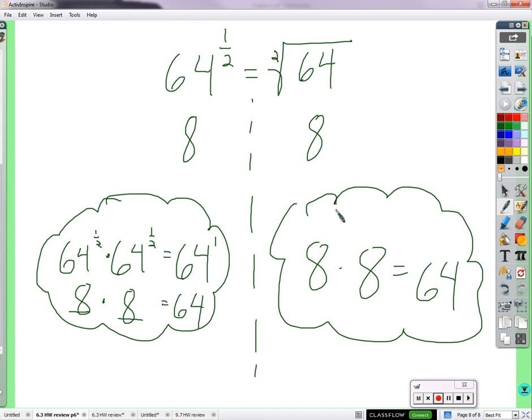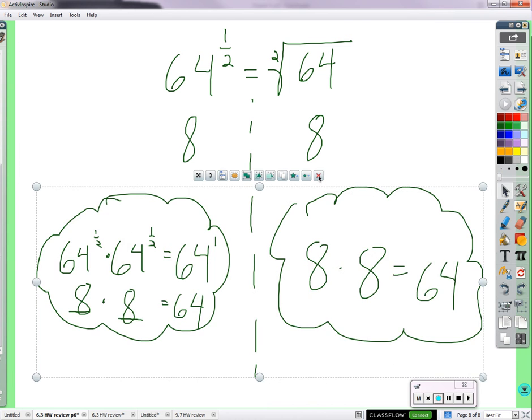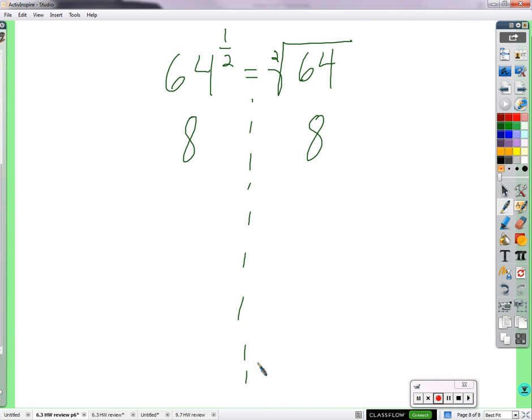Let me use some different logic. I'll use these same numbers, and I'll use different logic to show you these both have to be 8 for the exact same reasons.